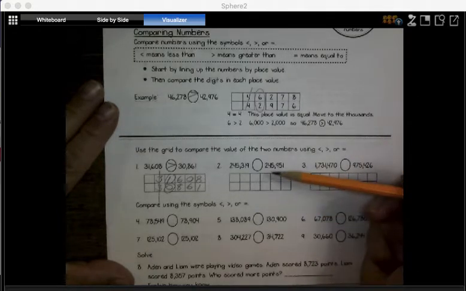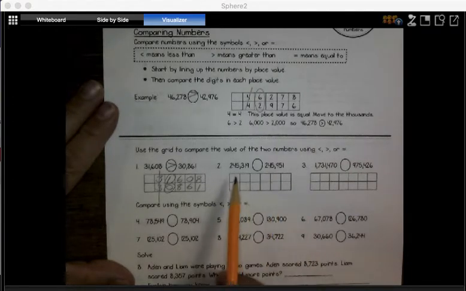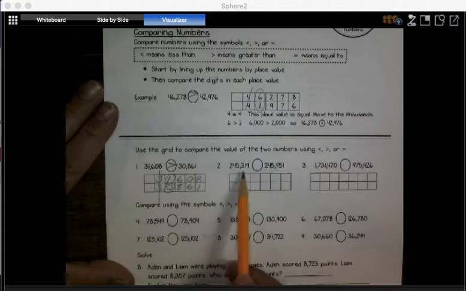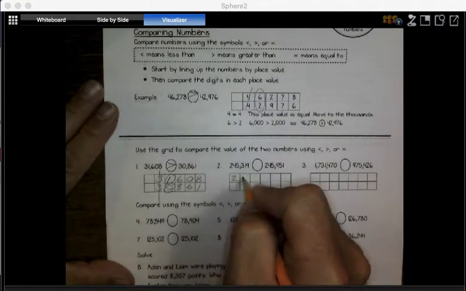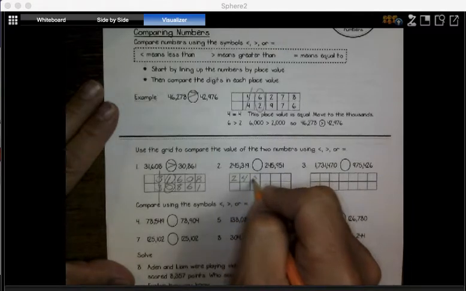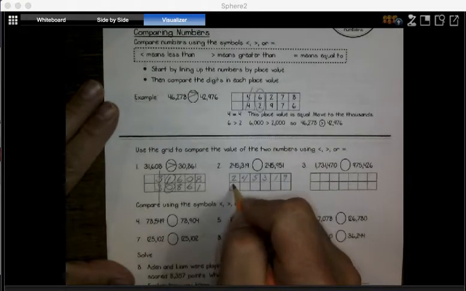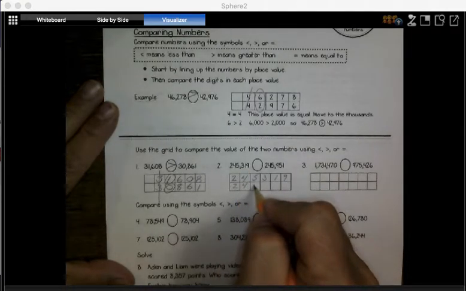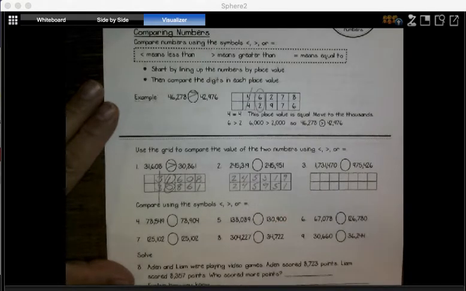Same idea for number 2, but now we have a 6-digit number for each. 245,319. Let's go ahead and put that in. And then underneath that, we'll place the second number, 245,951. Just like the other ones, we'll work our way left to right.